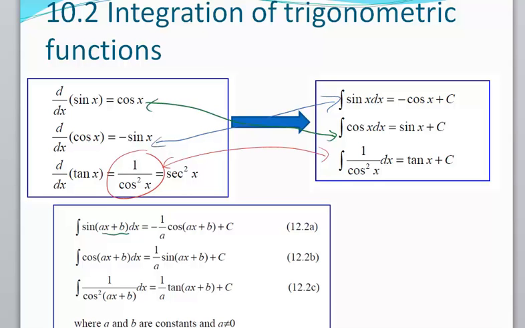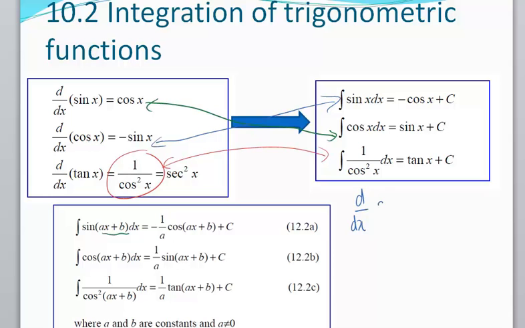We can also look at this in the format where we've got sine of ax plus b dx. We get minus 1 on a cosine of ax plus b plus our constant c. Here we look at integrating cosine of ax plus b. We get 1 on a sine of ax plus b plus our constant c. And same with our tan. Our equations on our formula sheet are in this format.